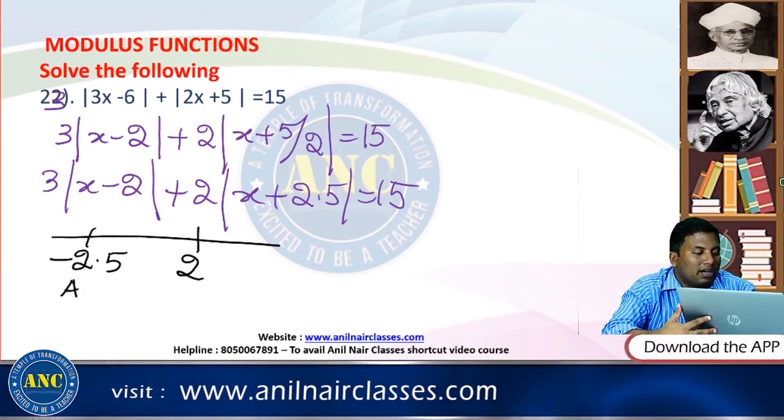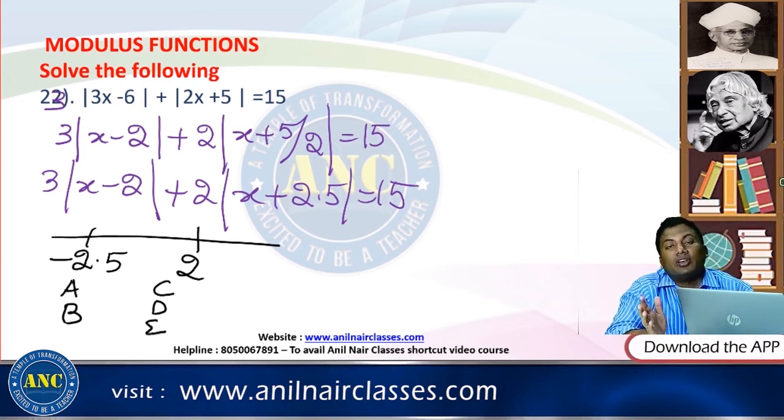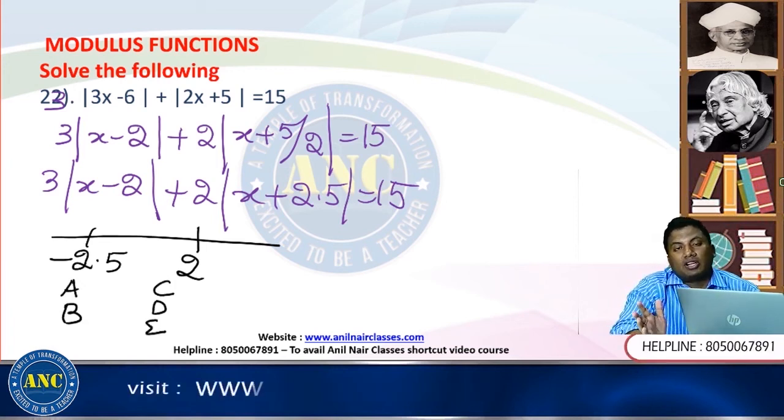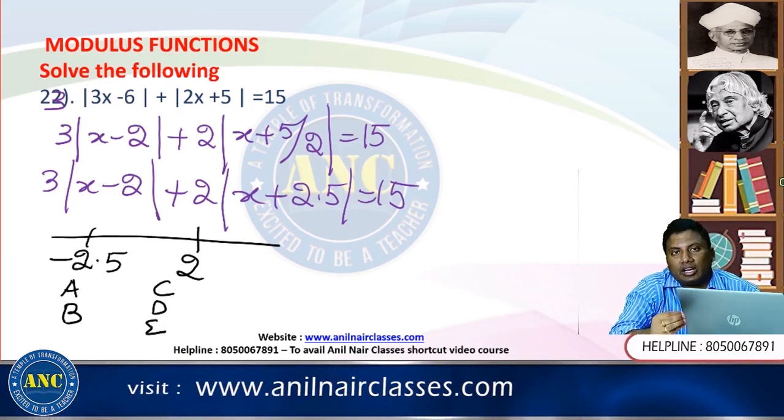If I take minus 2.5 and 2, what is the coefficient of minus 2.5? 2. 2 people are standing here. What is the coefficient of this? 3. 3 people are standing here. Coefficient if it is 1, 1 person is standing. Coefficient if it is 2, 2 people are standing. Coefficient if it is k, k people are standing.